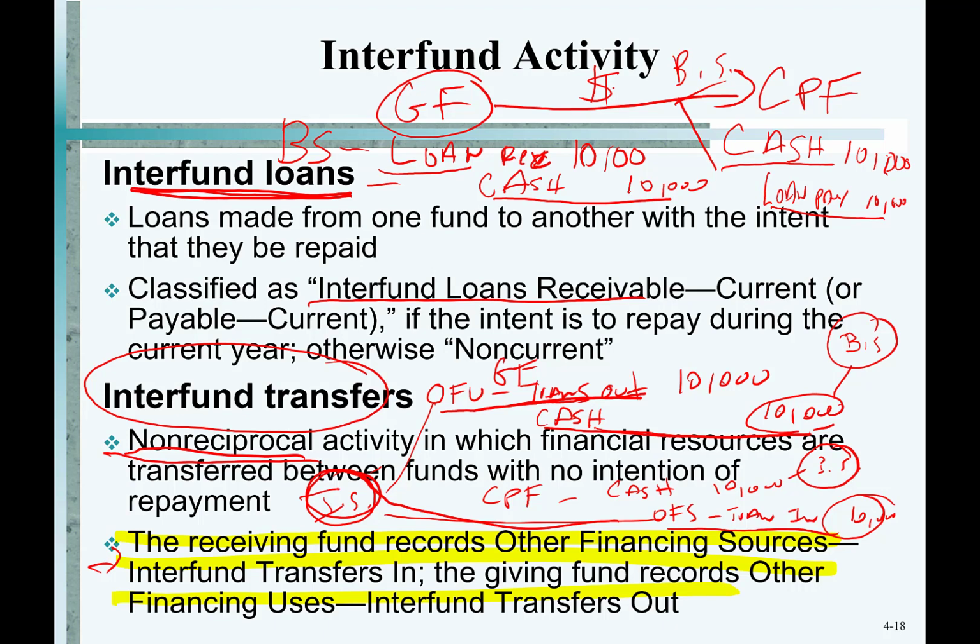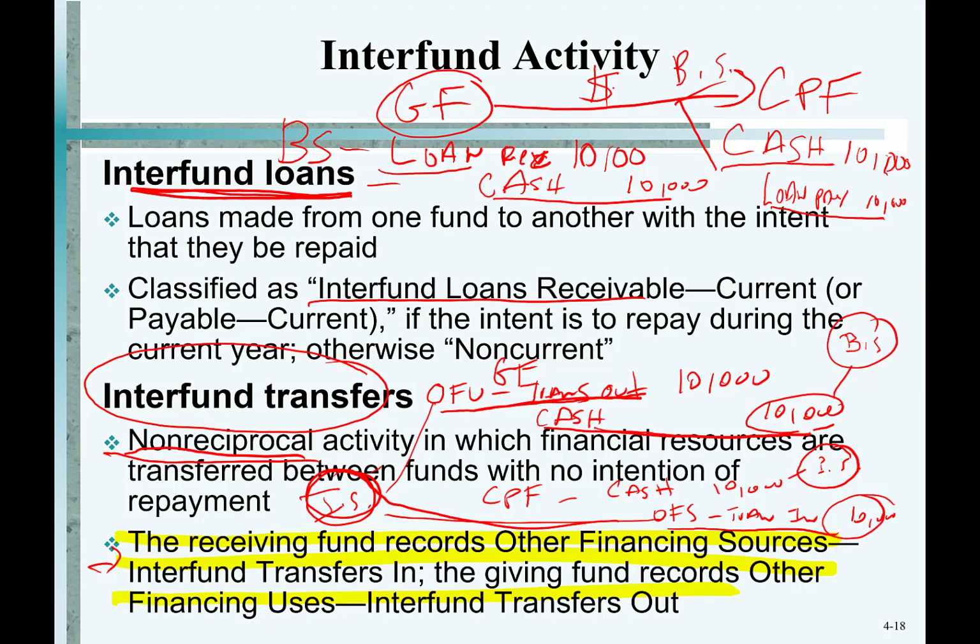So to close my other financing uses, since I debited it during the year, I'm now going to credit it at the end of the year. Other financing uses, transfer out for $10,000. Is it closed now? I debited it here. I credited it here. It's zeroed out, which is what I want. And I have to debit something. I debit fund balance for $10,000, don't I?